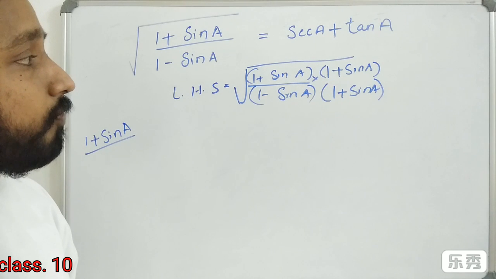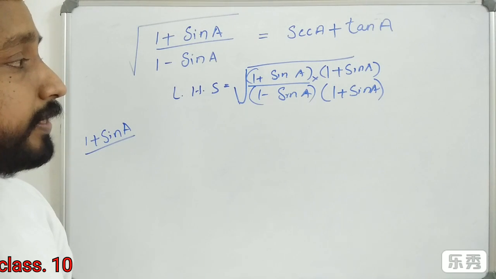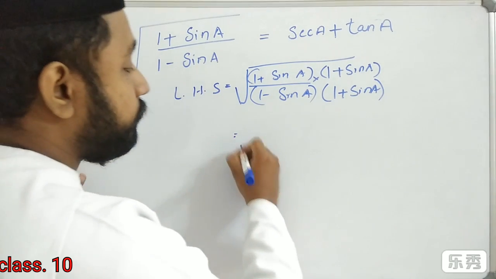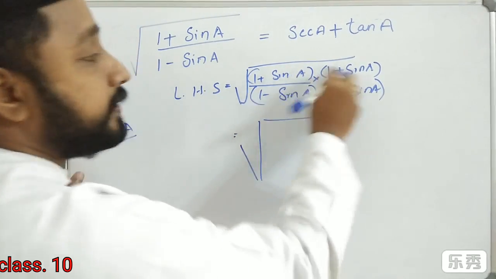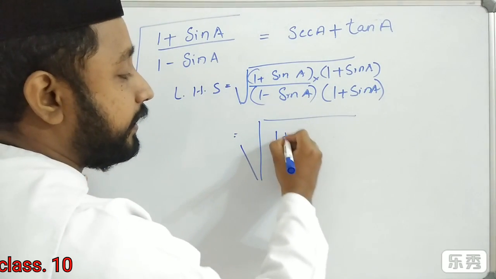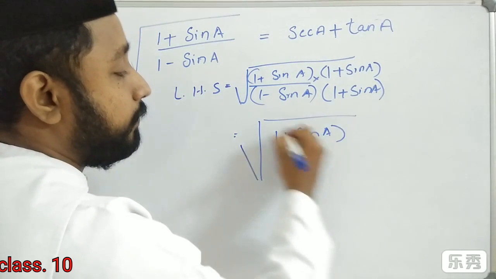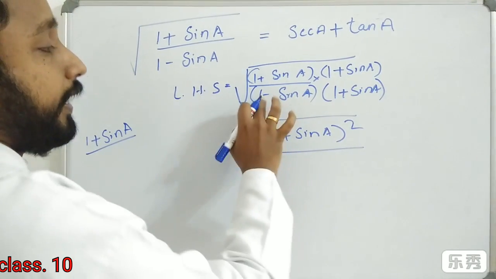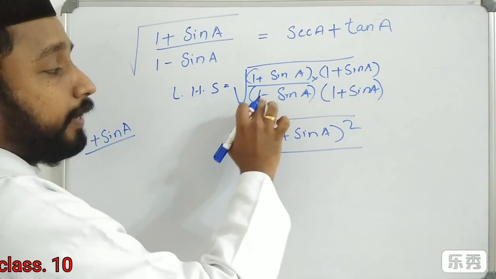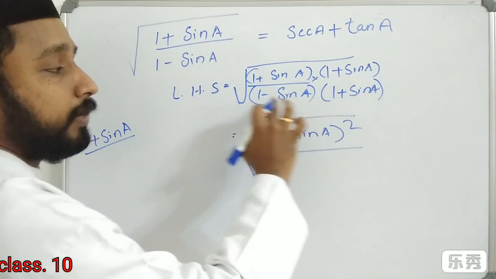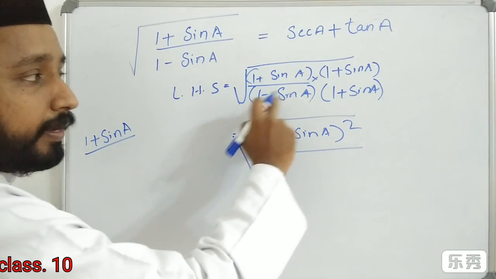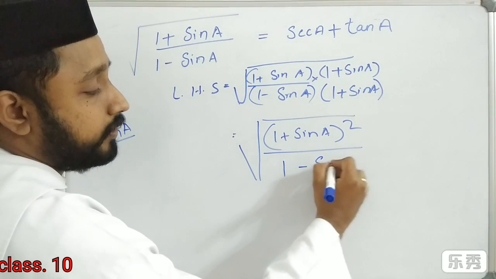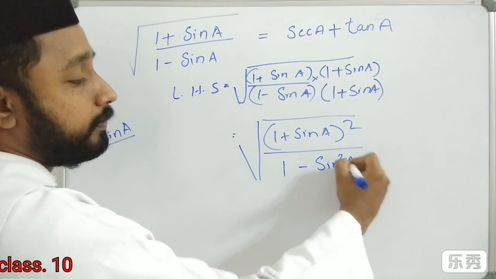So root of 1 plus sin a by 1 minus sin a into 1 plus sin a by 1 plus sin a, which is equal to root of 1 plus sin a all square by 1 minus sin a into 1 plus sin a. A minus b into a plus b, formula a square minus b square. So 1 minus sin a into 1 plus sin a is 1 square minus sin square a. 1 square means 1.